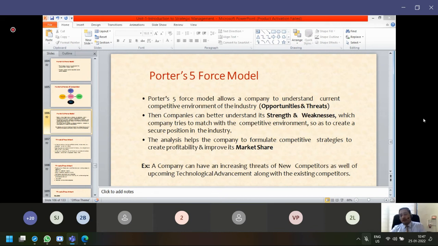environment, which can also be a threat, or that can also be an opportunity. Along with that, there may be another threat of having existing competitors. There may be established competitors in the market that can also be a threat for a particular company.